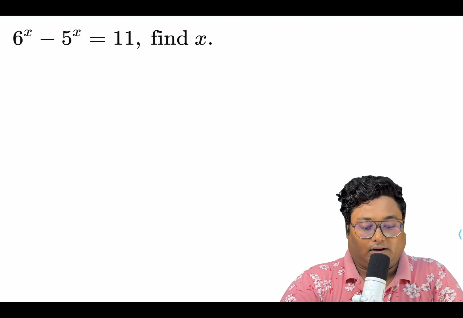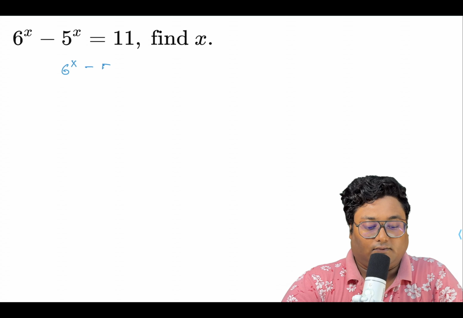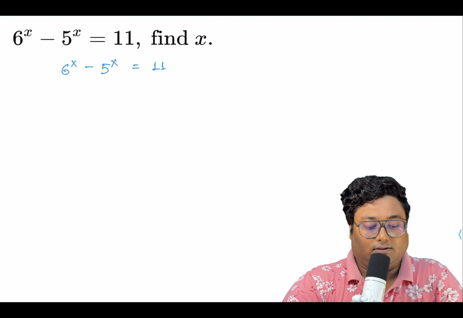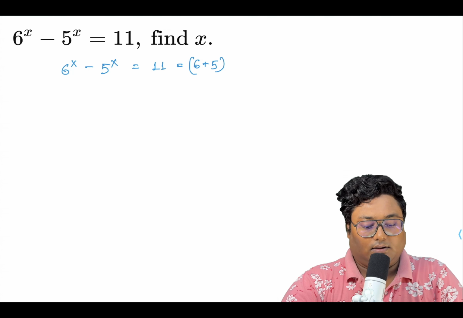So let's write it down. 6 to the power x minus 5 to the power x is equal to 11. This 11 we can write as 6 plus 5, right? Yes.